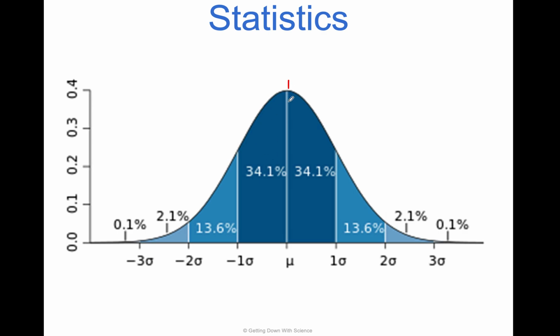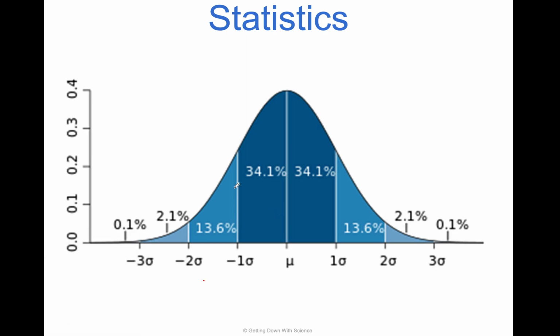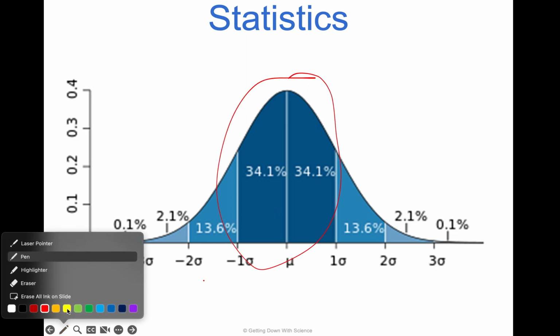Right, so here we are. Here's the mean. This is 1 standard deviation out from the mean. You can see 31.4, 31.4, so that would be 68. So that's 1 standard deviation out, and this includes 68% of the data.